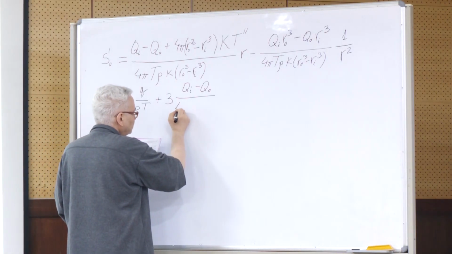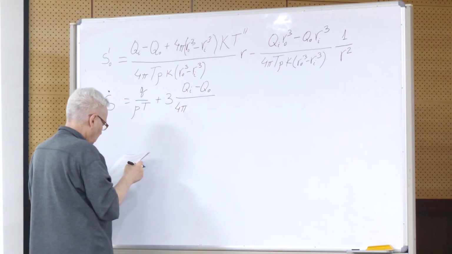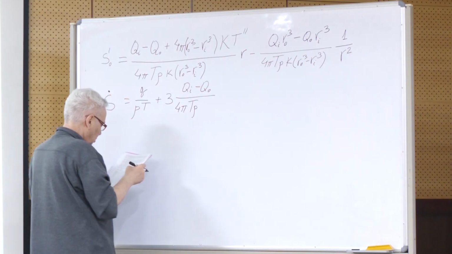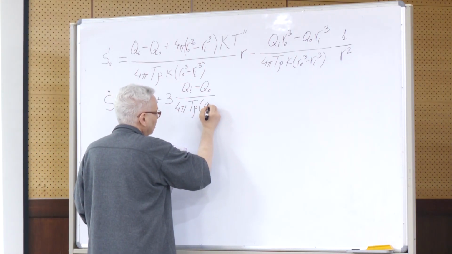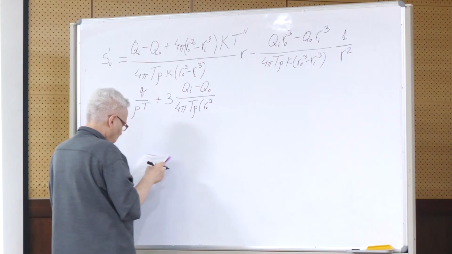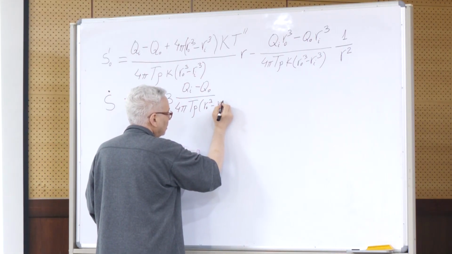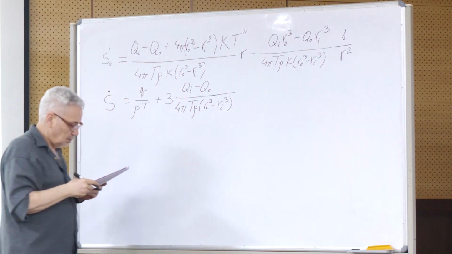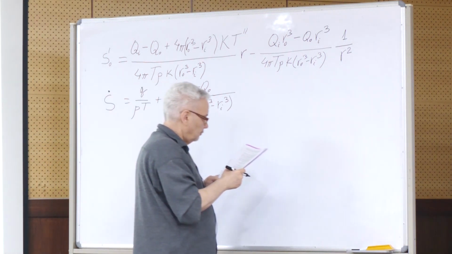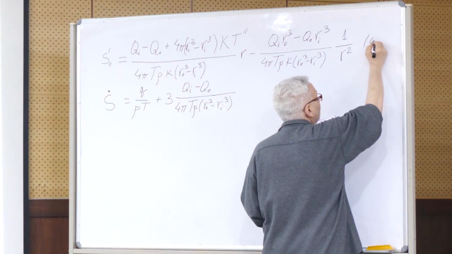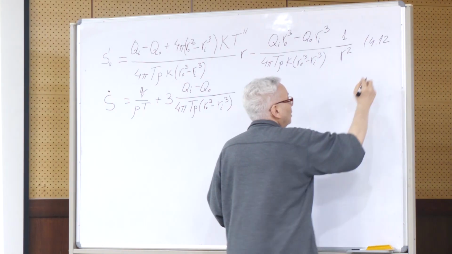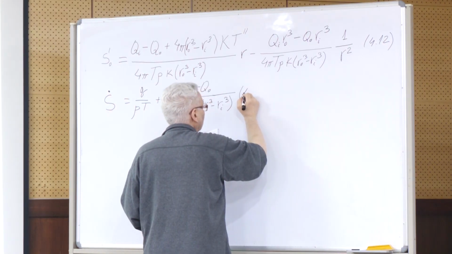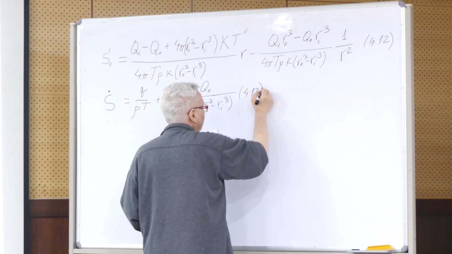And here we have a similar denominator for P, T, rho, rho cubed in minus Ri cubed. Okay. So it constitutes the formulas here, 4.12 and 4.13.